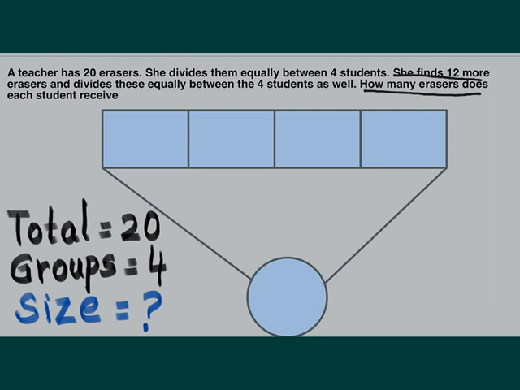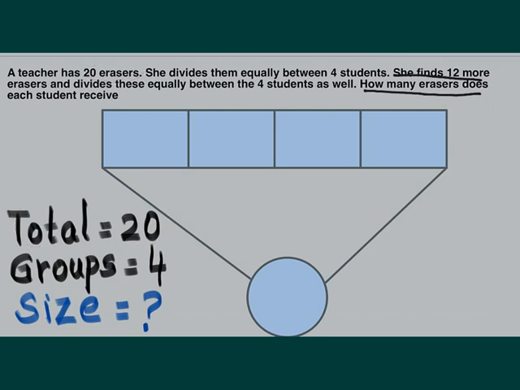So let's see what information has been given in the question. What does the teacher have here? The teacher has some erasers, right? How many erasers does she have? She has 20 erasers. So the total is 20. That is the information that we know.